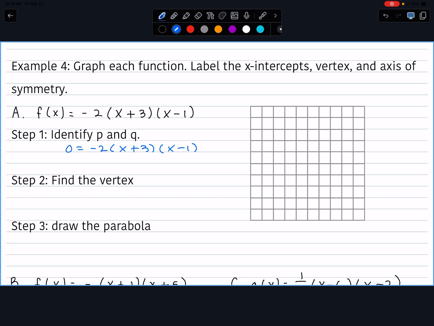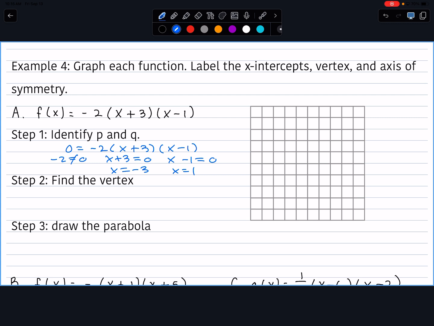So what we're going to do here is we have something times something times something equals 0. We're going to set each of those somethings equal to 0 because that's called the zero product property. You saw it last year, right? If I told you that A times B equals 0, you would know that either A or B equals 0. It's the same idea here. So either -2 equals 0, which is of course false, or x plus 3 equals 0, or x minus 1 equals 0, which means x equals -3, x equals 1. That's our P and our Q.